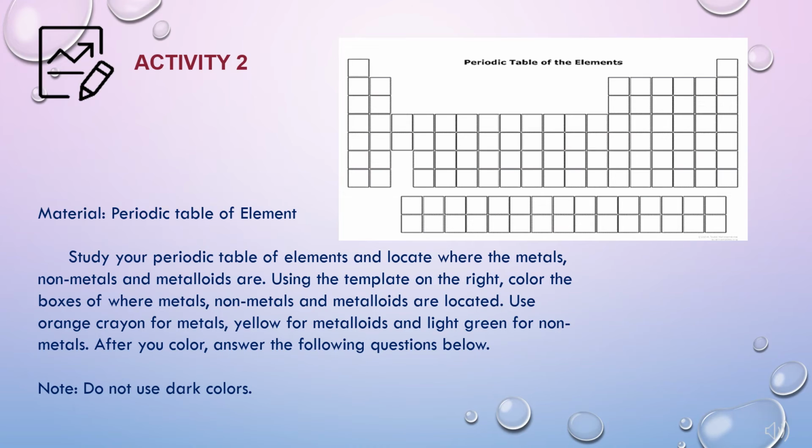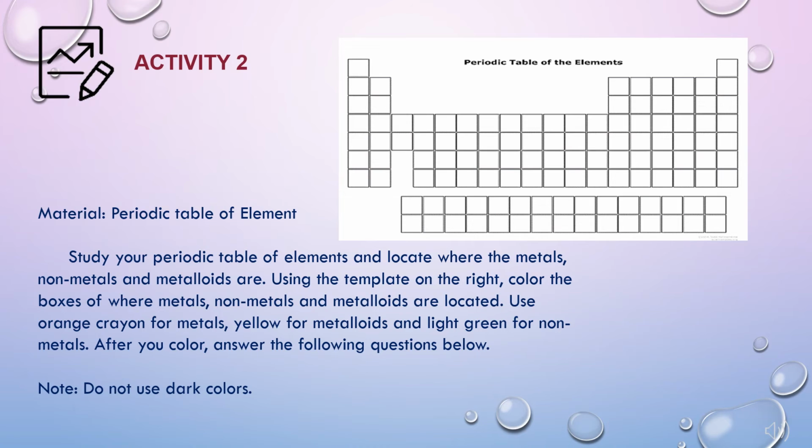color the boxes where metals, nonmetals, and metalloids are located. What you're going to do here is color these boxes with three different colors to locate where the metals, nonmetals, and metalloids are in the periodic table. You need to draw this on your paper.